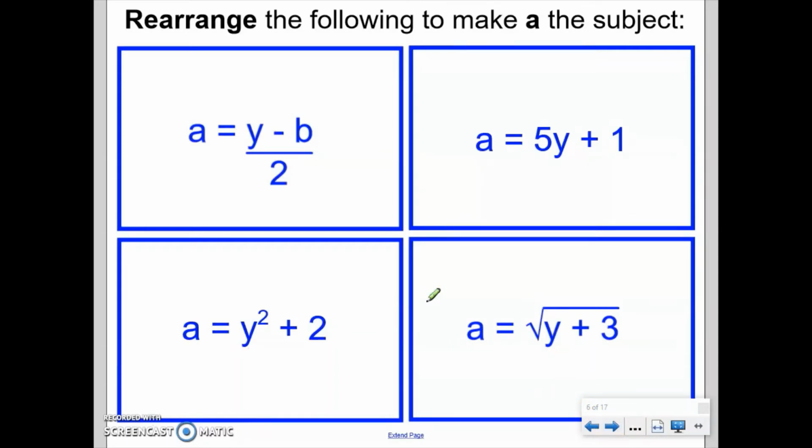Very well done if you were able to manipulate the algebra to make a the subject in each of those 4 questions.